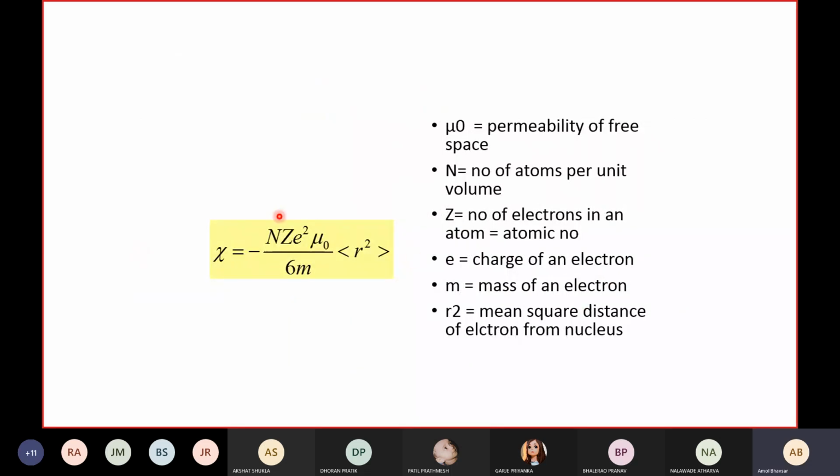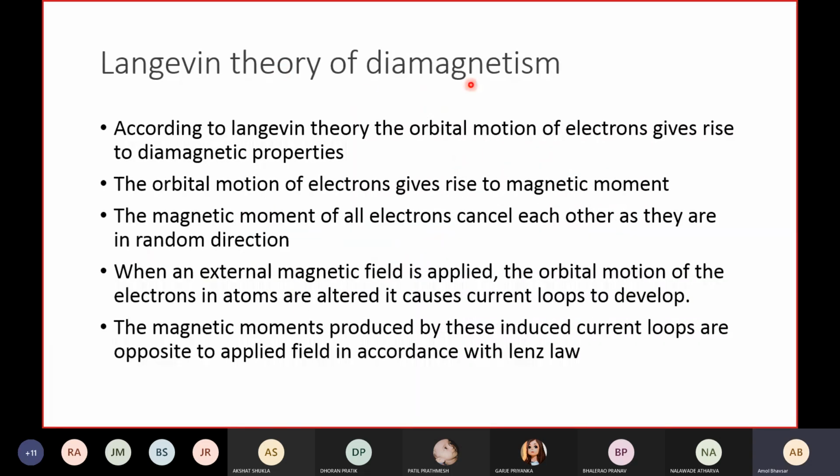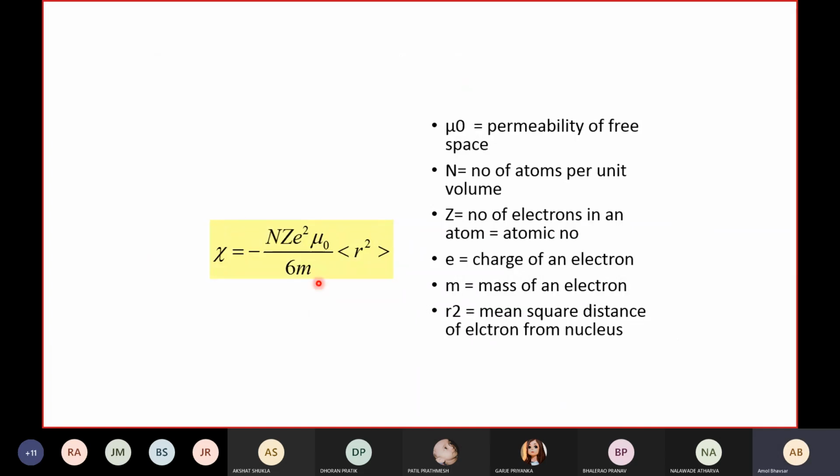This is the equation for the Langevin theory of diamagnetism. So if in the exam you are asked which is the equation for the Langevin diamagnetism, this is the correct answer. In this equation, Xi is equal to n into Z e square mu 0 upon 6m into r square. This is the equation, with a minus sign for the whole.